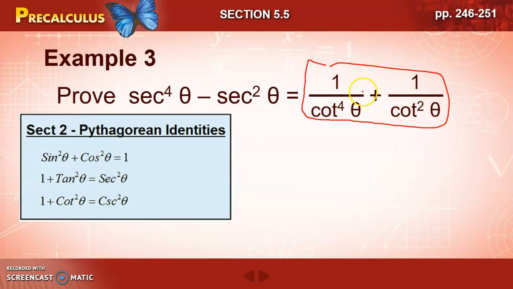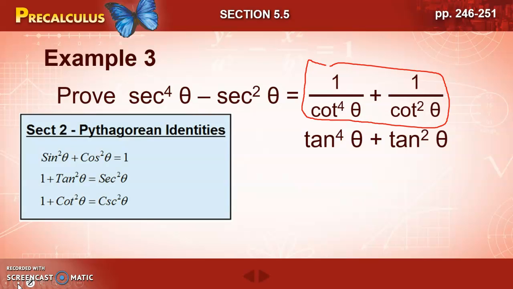In this case, we're going to simplify the right-hand side so that it matches our left-hand side. All right, so you see that I've got 1 over cotangent to the 4th plus 1 over cotangent squared. The first thing I want to do is change each of those to the basic ratio, sine, cosine, tangent. In this case, 1 over cotangent is just the same thing as tangent, and 1 over cotangent squared is the same as tangent squared.